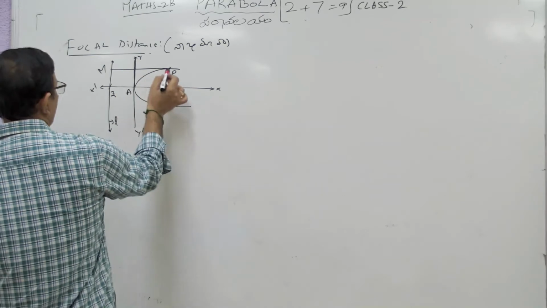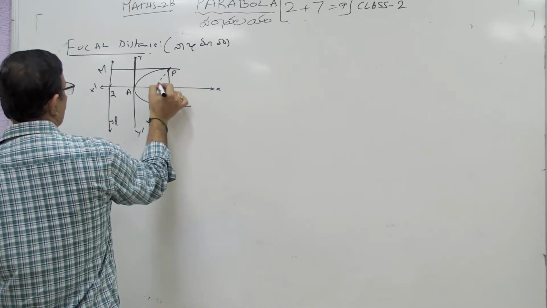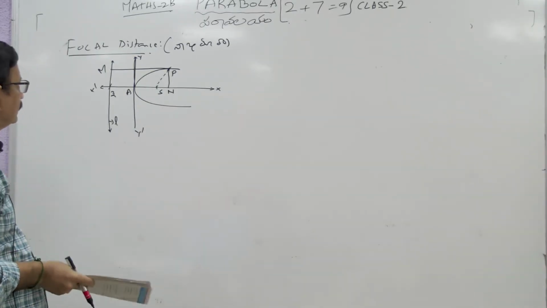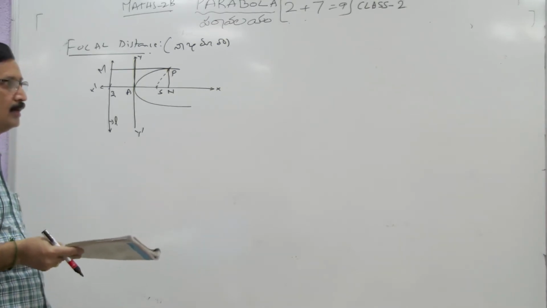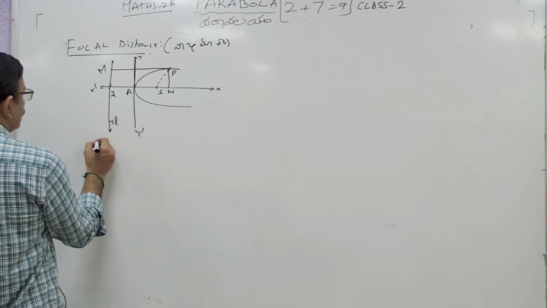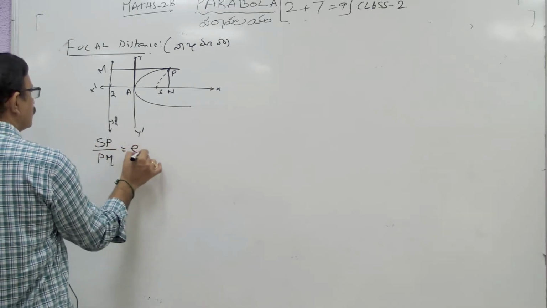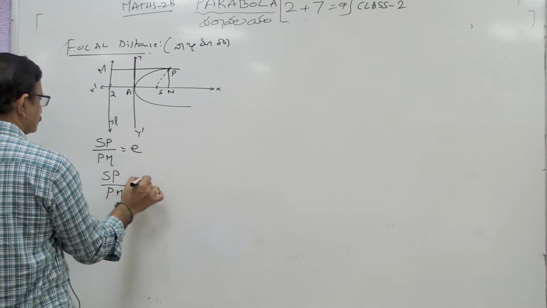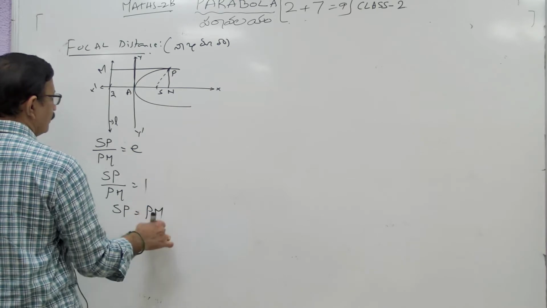Now here is PM, and you join these 2 points S and P. So finally, what we have to find here is the length of SP. That is called the focal distance. How do you define this? You know this definition, isn't it? SP by PM is equal to e. But for a parabola, the value of e is equal to 1. Therefore, SP is equal to PM.